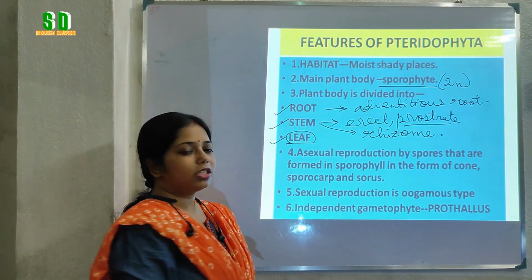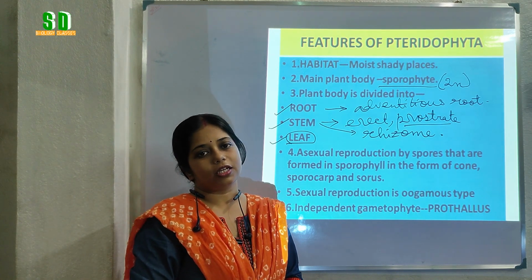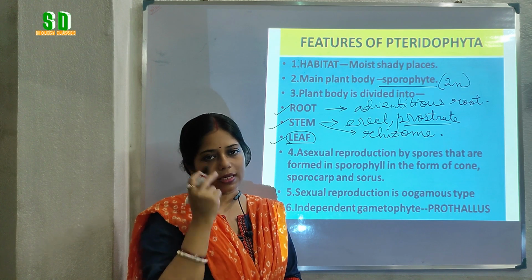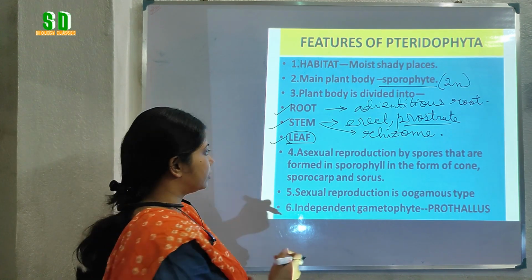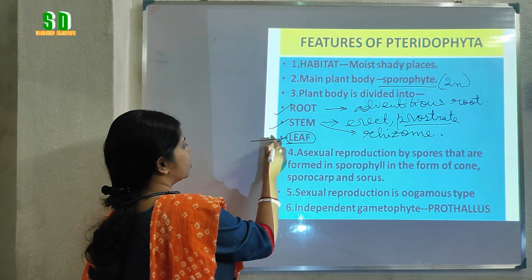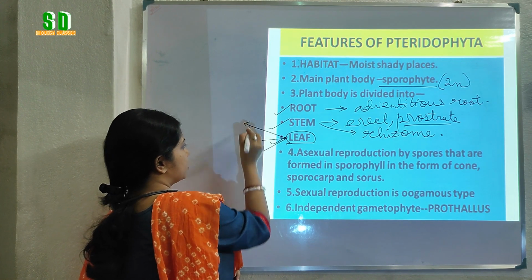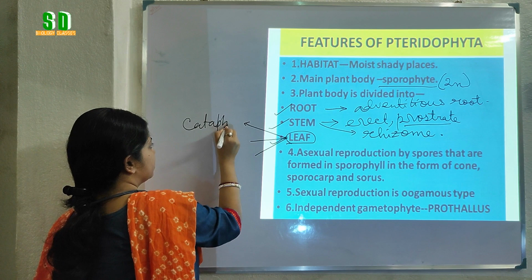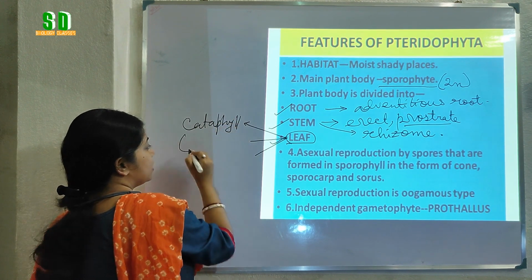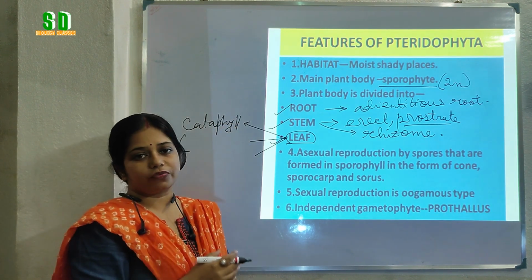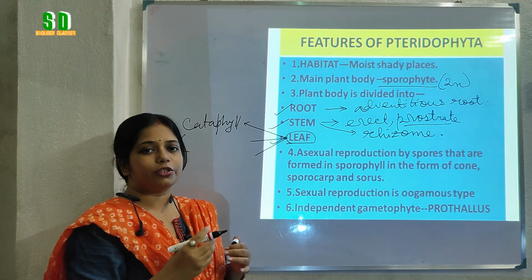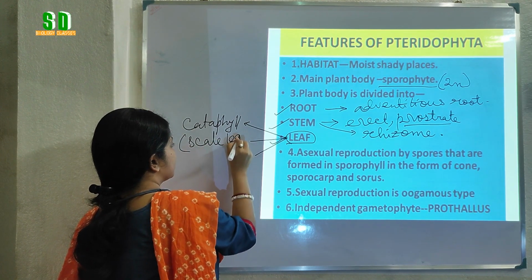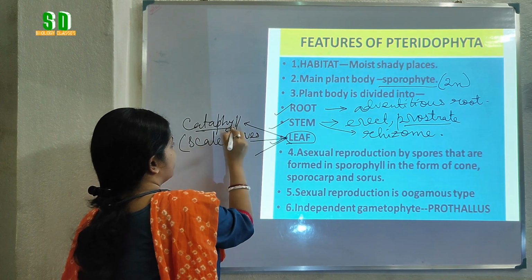Now the important part, the leaf. In Pteridophyta, generally we can see three types of leaf. What are those? Cataphyll. Sometimes in some Pteridophyta, the stem is covered with scale leaves. The scale leaves are called cataphylls.